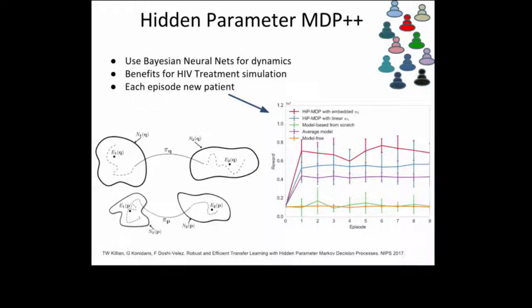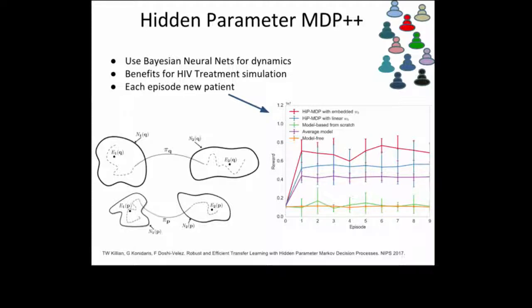Finale Doshi-Velez, George Konidaris and Taylor Killian have developed a new approach, which is using a weighted set of Bayesian neural networks to represent the dynamics, which again is going to allow us to have this shared basis function across many different individuals or tasks. And one of the most exciting things to me about this recent paper is that they're looking at how we can use this to do much better things like HIV treatment simulations.